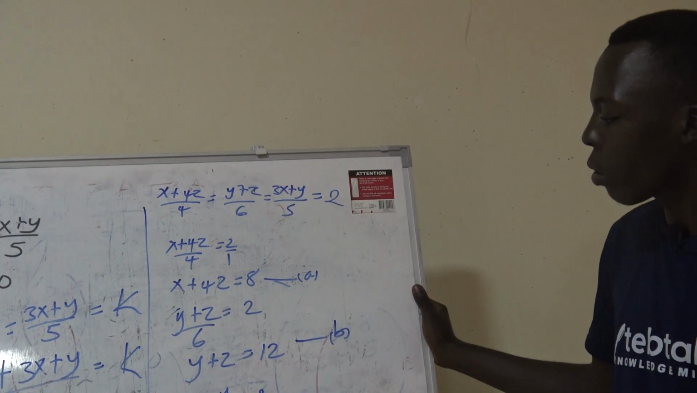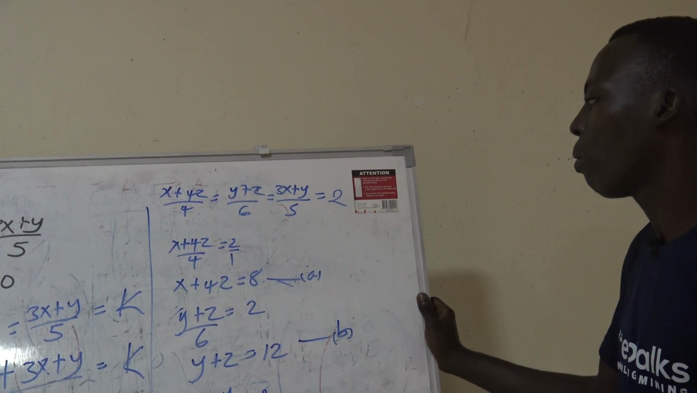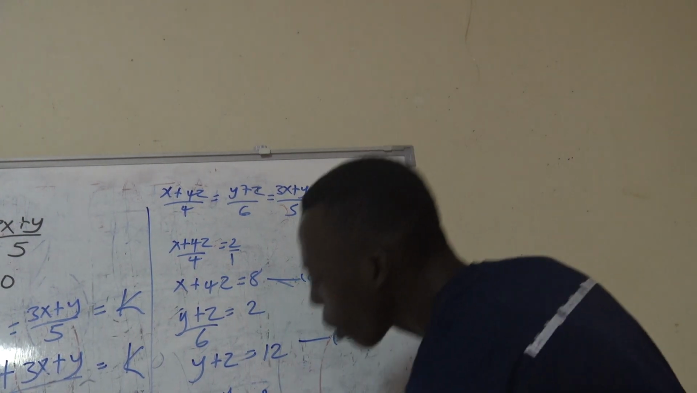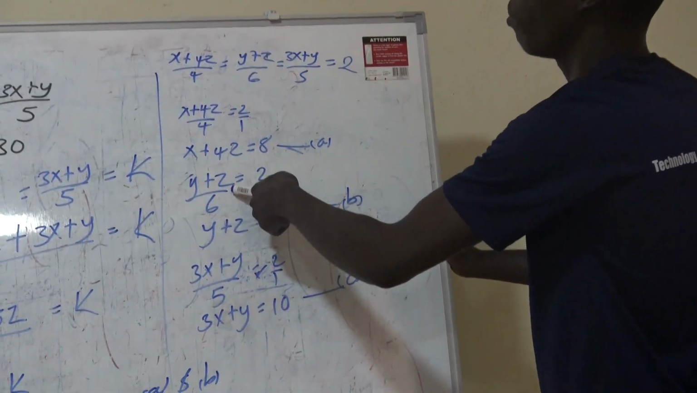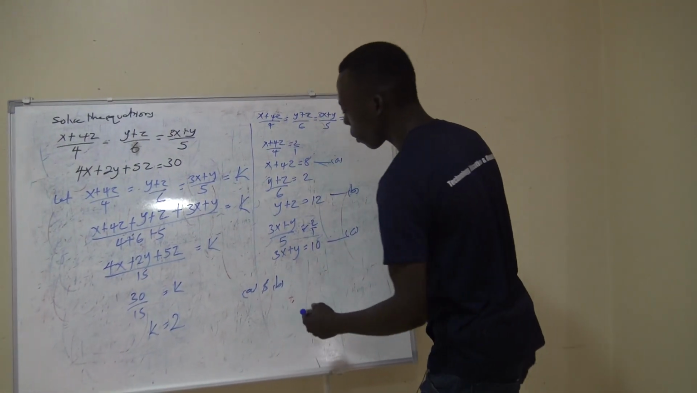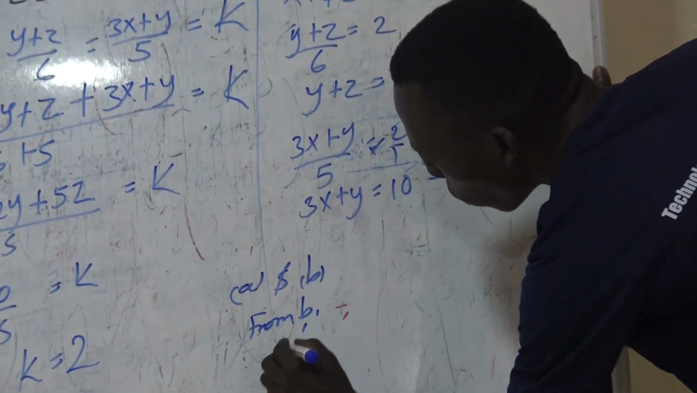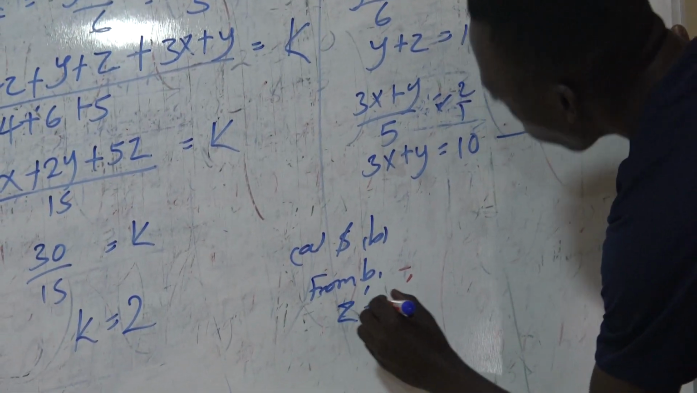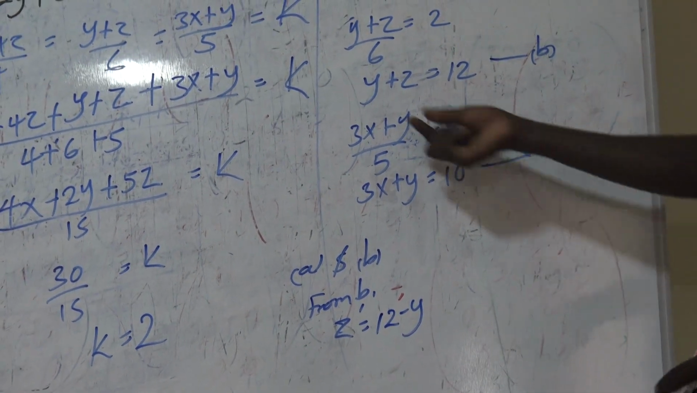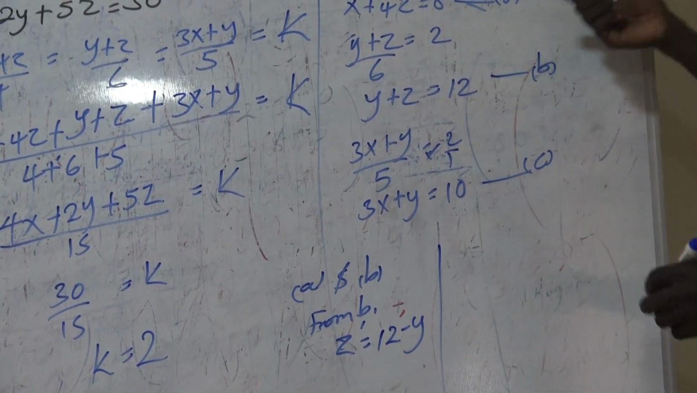So we can use substitution. We are going to make equation B, we make y the subject, no, we are making z the subject, since we have z on this side. So from B, you find that z will be equal to 12 minus y, by taking this one to this side. So from there, substitute in equation A.